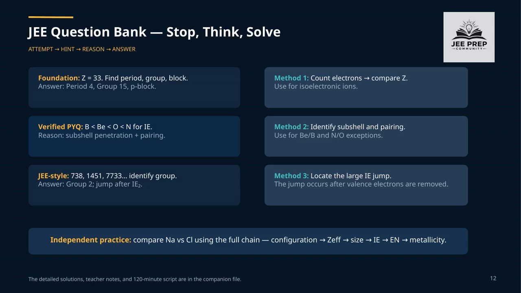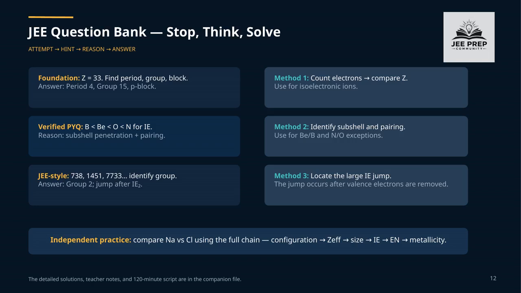When you see a statement-based question, translate every statement into a mechanism. For example, Cl has more negative electron gain enthalpy than F translates into: the incoming electron enters a larger 3p shell in chlorine, so repulsion is lower and energy release is greater. When you see a match the column question, write the governing principle next to each sequence before matching it.